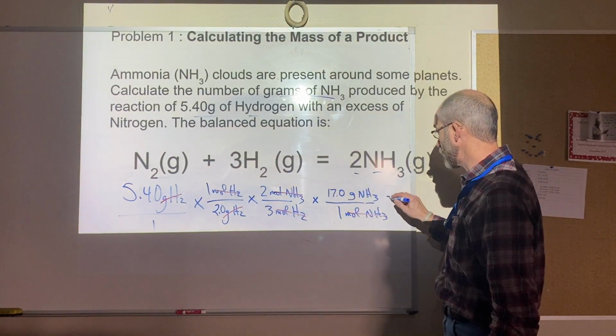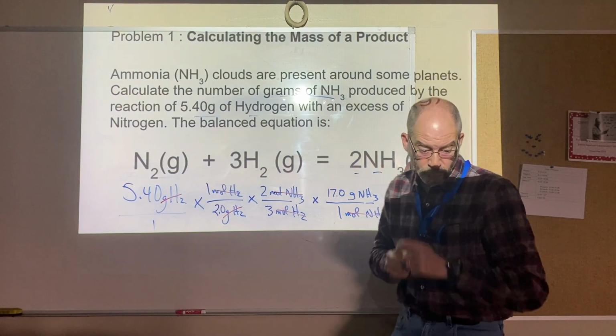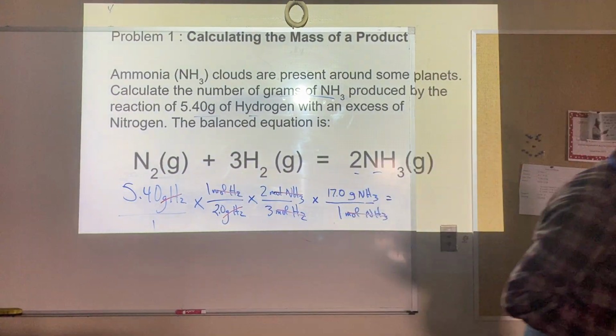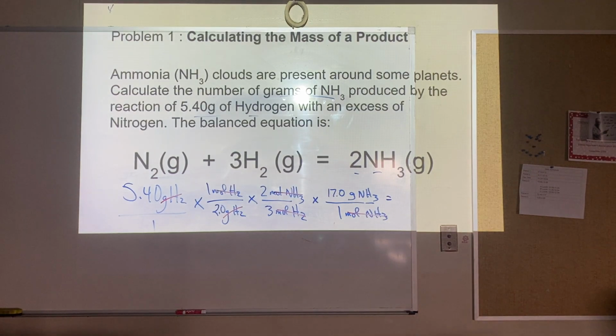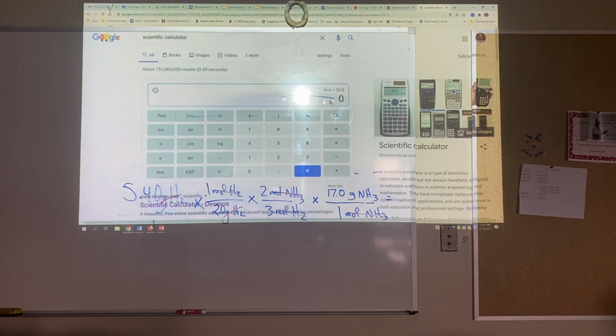Now I just need to do the math. So let's do the math. Let's just do the math together. So here we go. So what would you do? You would grab your calculator and you would just simply say, okay, 5.4 divided by 2.0. Now, whether you want to divide or multiply at this point, I don't really think it would matter, times 2 divided by 3 times 17.0 equals, and I get 30.6.